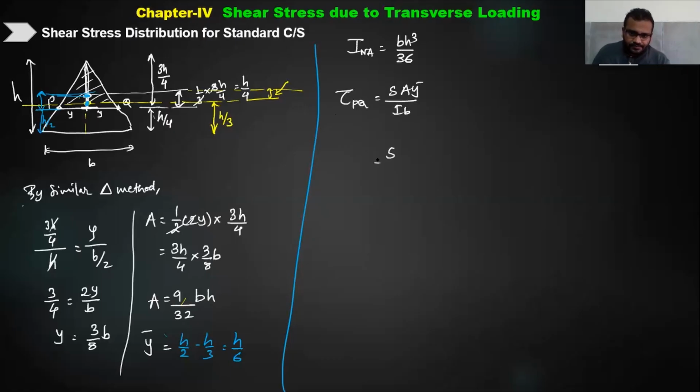So S, area is 9/32 BH. Y bar is h/6, upon inertia is BH cubed by 36, and what is B? B is nothing but 2y. So 2 into 3/8 B.